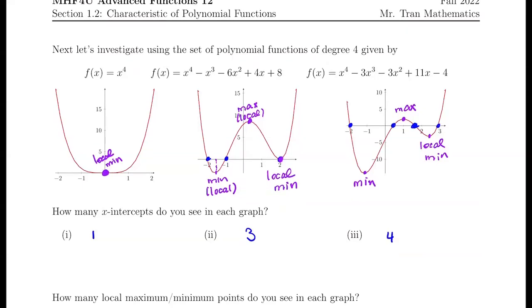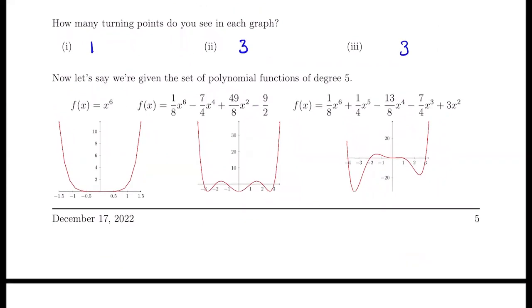So now let's have a look at the 6th degree polynomial function. This is a typo here. That should be a 6. Okay, so let's say now we're given the set of polynomial functions of degree 6. So we have x to the 6. We have 1/8 x to the 6 minus 7 over 4 x to the 4th plus 49 over 8 x squared minus 9 over 2. And then the third function, we have 1/8 x to the 6th plus 1/4 x to the 5th, minus 13 over 8 x to the 4th, minus 7 over 4 x cubed, and then plus 3x squared.